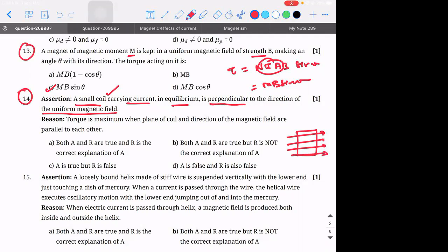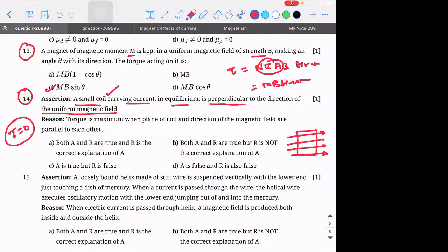One minute. Sir, both A and R are false, sir. How are you saying A and R are false? Sir, if a small coil carrying current is in a uniform magnetic field that's perpendicular, it will experience a torque, because of NIAB sin theta. Okay. But theta is the angle between the area vector and the magnetic field. So if it has to be in equilibrium, torque should be 0.